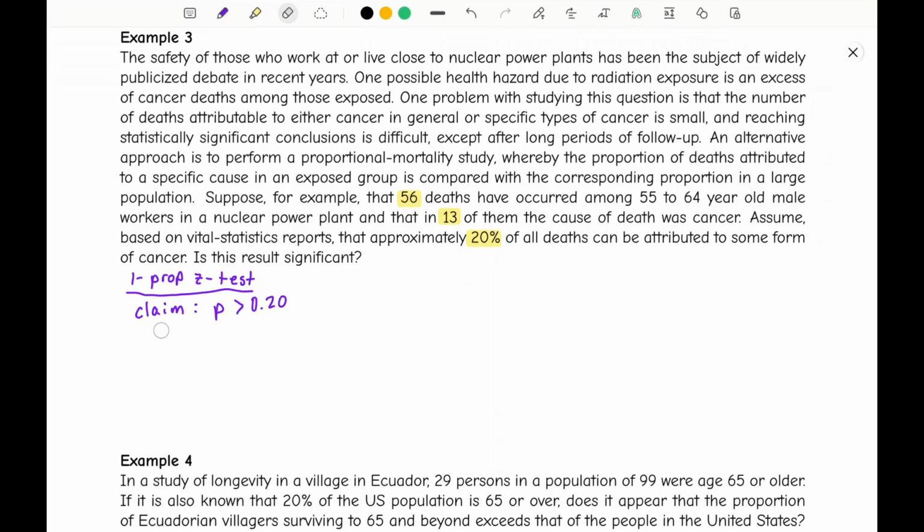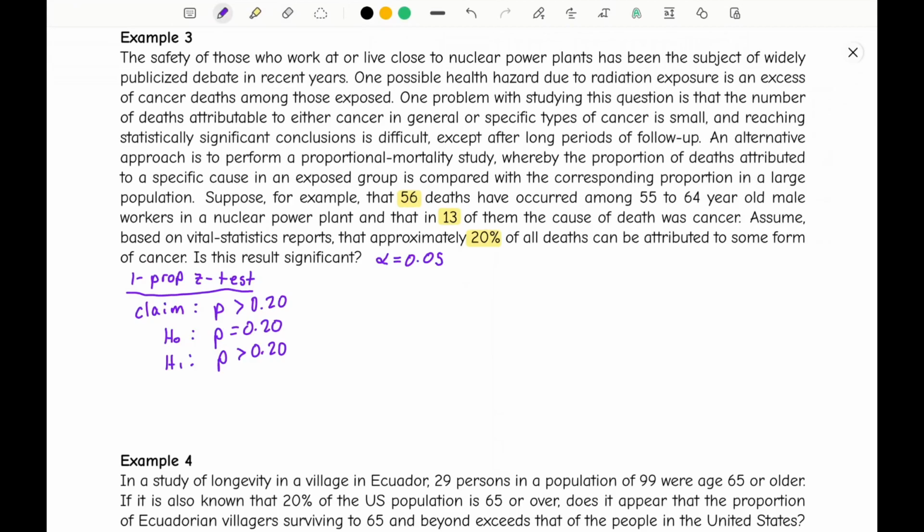And then our null will be that p equals 0.20. And our alternative will match our claim, so greater than 0.20. That's what significant would mean. Now here they didn't give us an alpha value, so I am going to use alpha equals 0.05 because it wasn't given. But now, before I continue with this question, let's make sure I meet all the requirements.